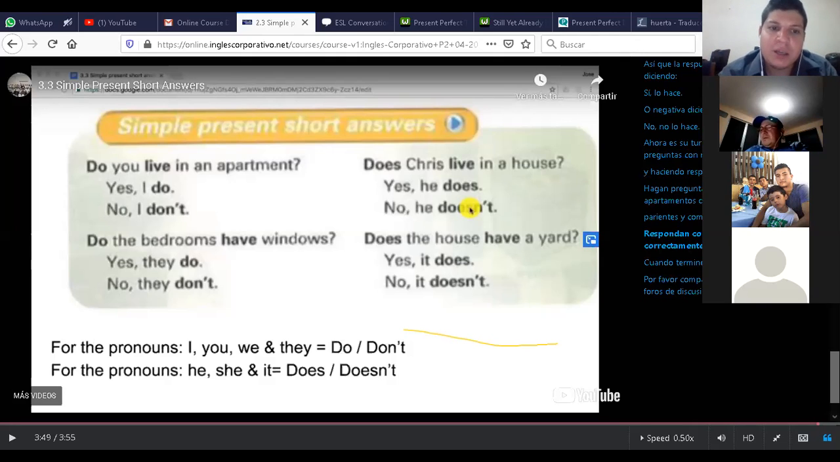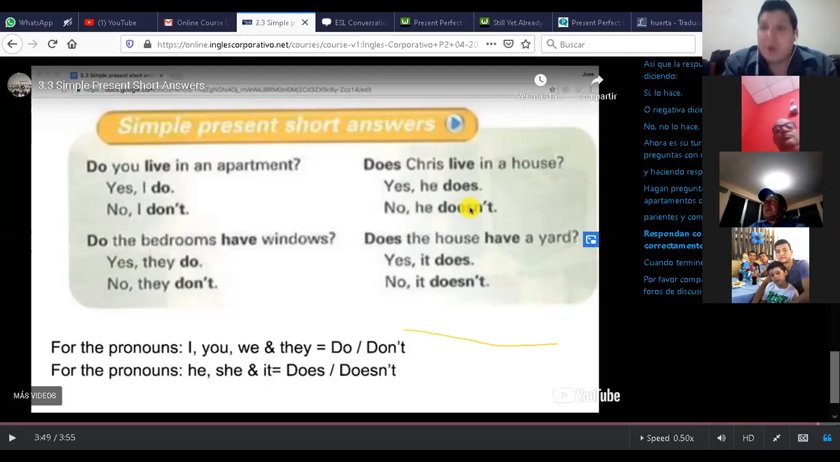And the answer will be, it has, tiene, por ejemplo, 2 bedrooms. It has 3 bathrooms. It has 1 stair. ¿Estamos? So how do you say tiene 2 cuartos, guys? It has 2 bedrooms. Good. How do you say tiene 3 baños? It has 3 bathrooms. Correct. ¿Tiene una escalera o una grada? It has one stair. Correct.